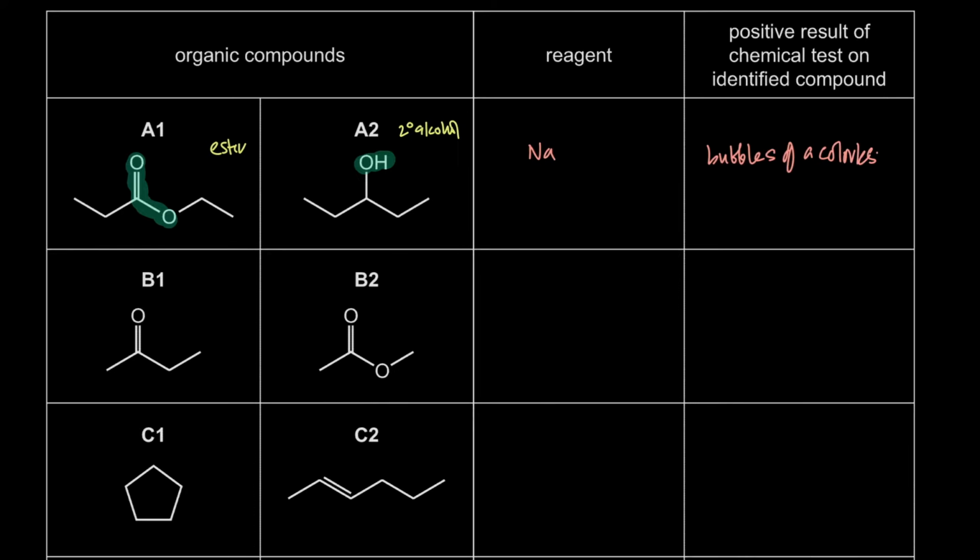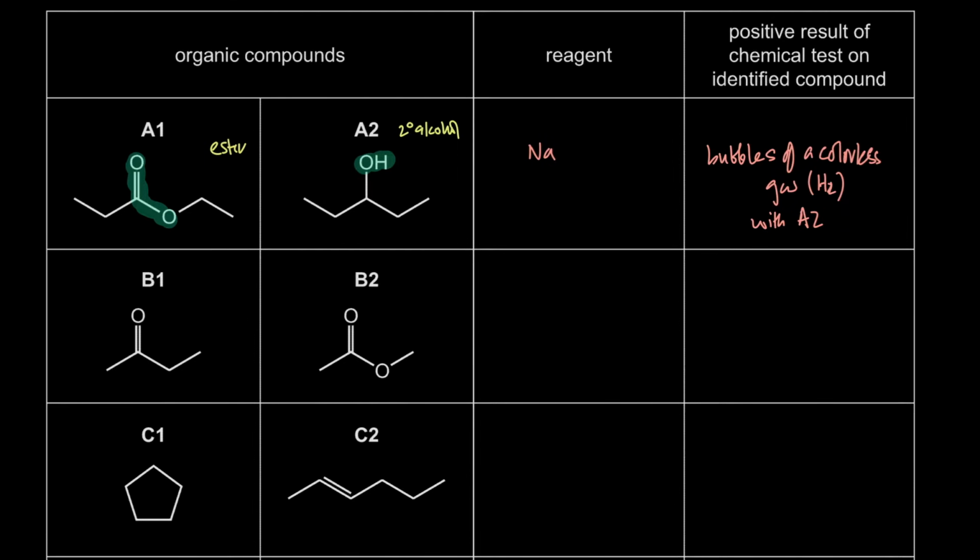Bubbles of a colorless gas, right? That's hydrogen gas with compound A2. Okay, we have to identify the compound that would give that result. So that would be the positive test, right? We would see no bubbles with A1. Sodium metal is a test for the OH group, so any compound with an OH group.